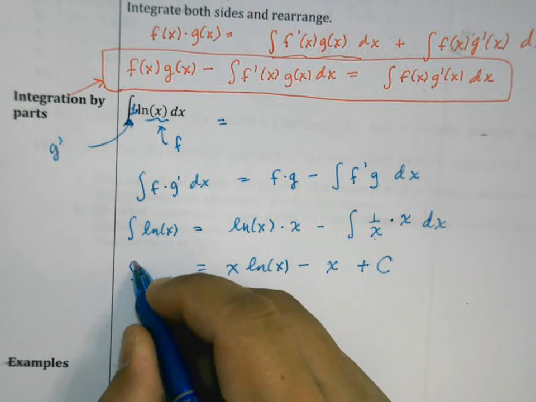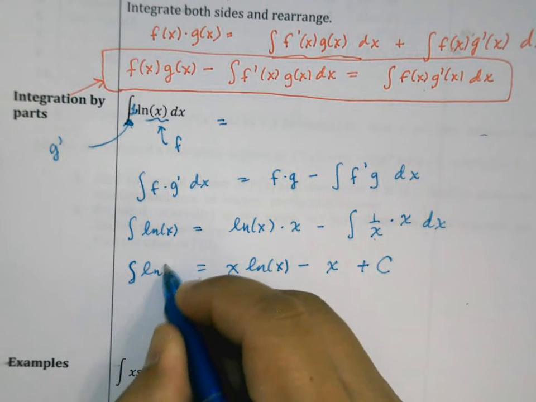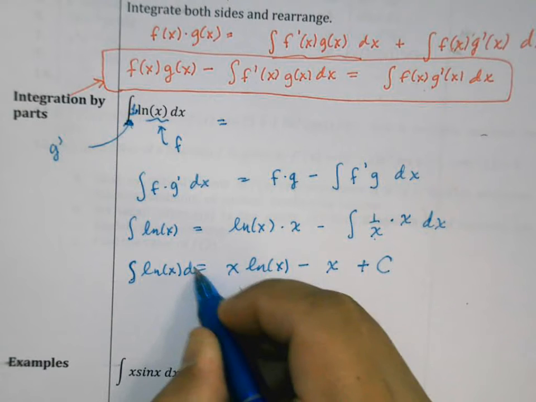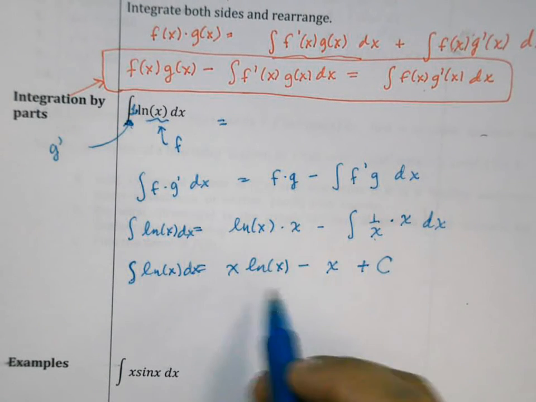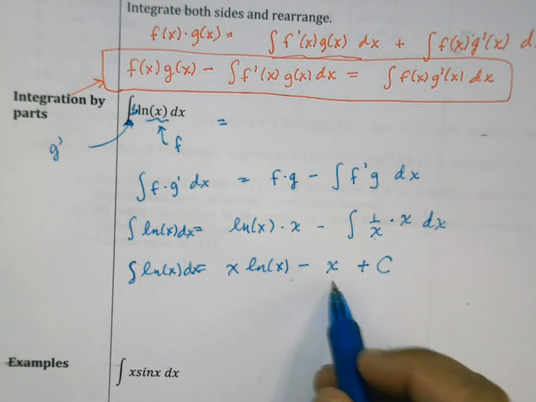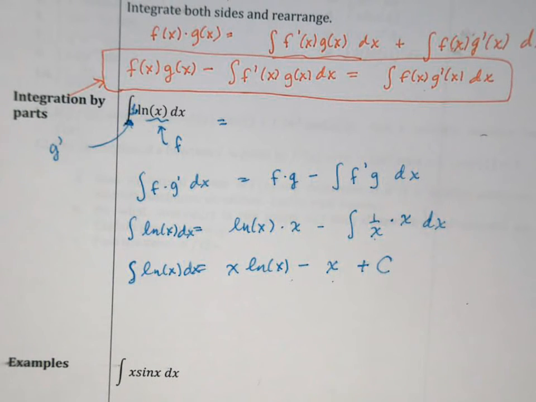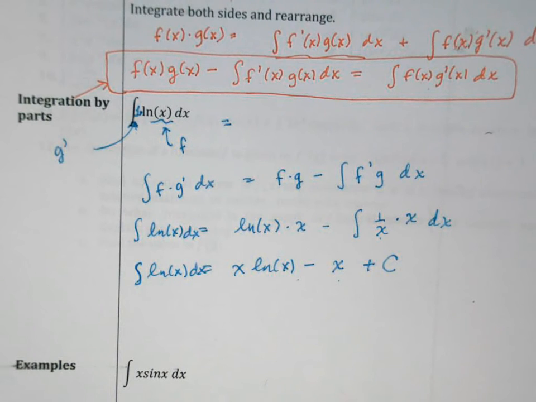So there we have it. The antiderivative of the natural log function is x times the natural log minus x plus c. So there, it's our first example of applying integration by parts. I'll end this video here, and we'll look at a few other examples.